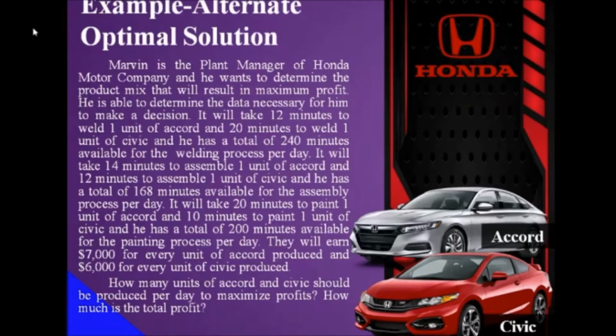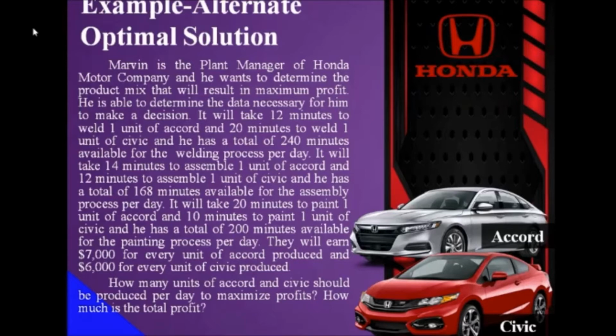It will take 14 minutes to assemble 1 unit of Accord and 12 minutes to assemble 1 unit of Civic, and he has a total of 168 minutes available for the assembly process per day. It will take 20 minutes to paint 1 unit of Accord and 10 minutes to paint 1 unit of Civic, and he has a total of 200 minutes available for the painting process per day. They will earn $7,000 for every unit of Accord produced and $6,000 for every unit of Civic produced.